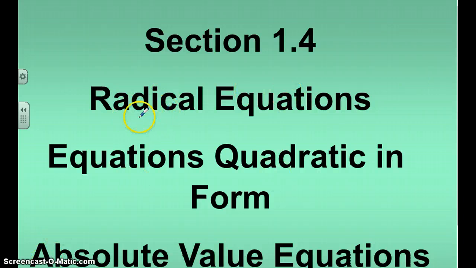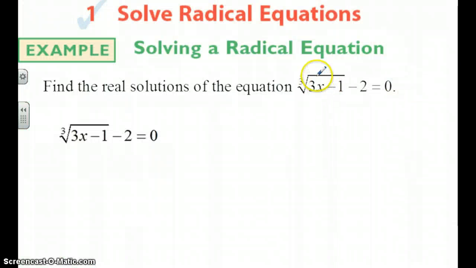Today, the topic is going to be solving radical equations. When you solve a radical equation, we want to undo what's happening to x. In this case, we can't add 1 because of the radical, and we can't divide by 3 because of the radical. So the first thing you always want to do for radical equations is try to isolate the radical, get the radical all by itself.